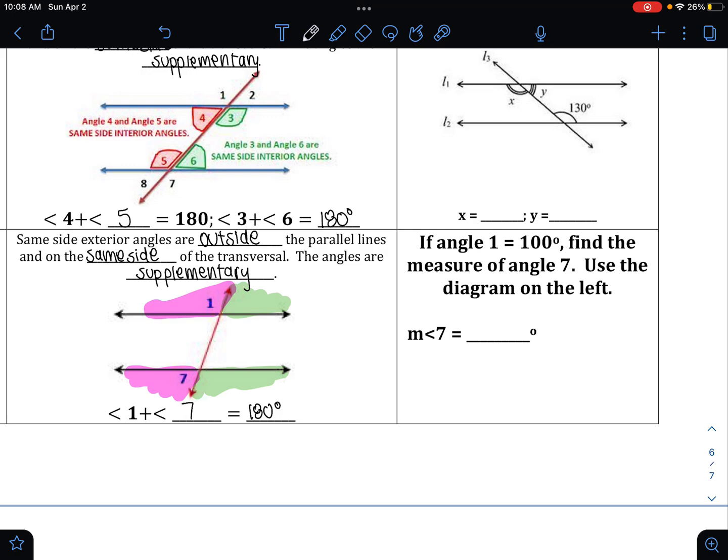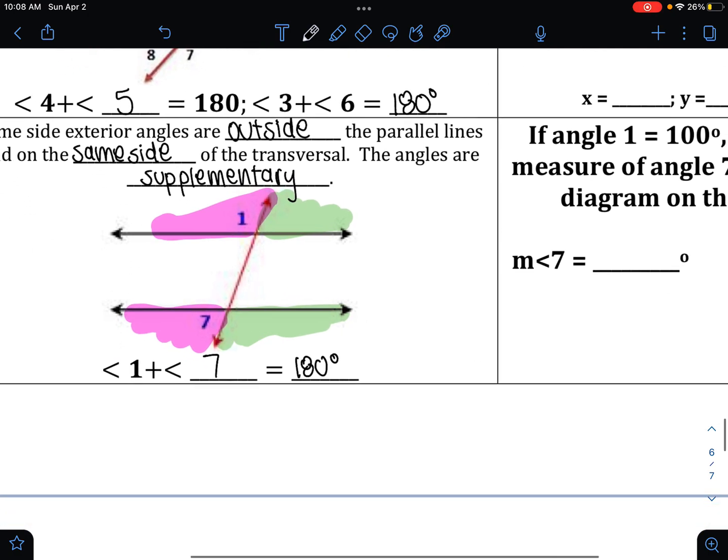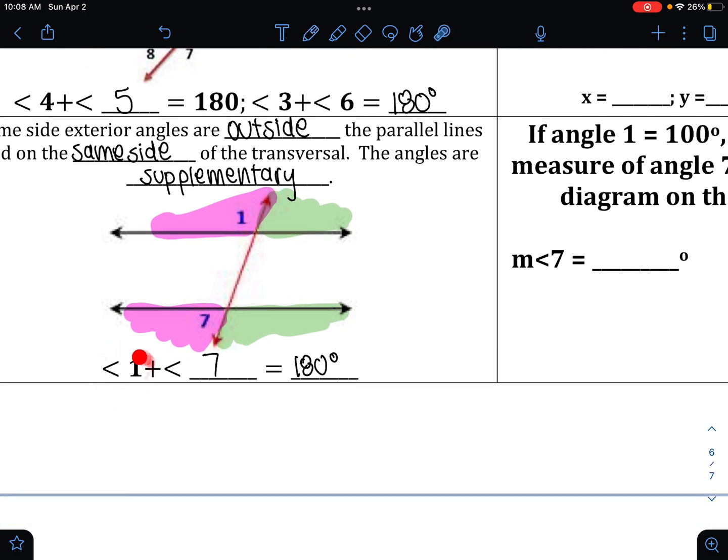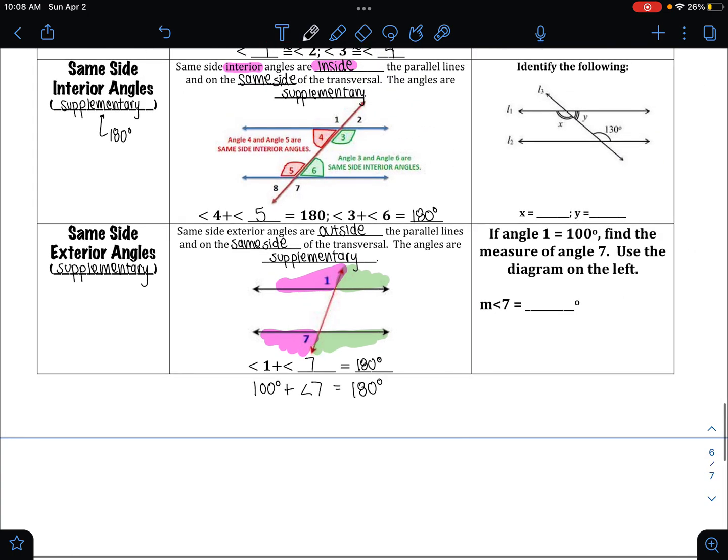Okay, and it wants to know if angle 1 is 100 degrees, find the measure of angle 7. So I'm going to set this one up for you. I know that angle 1 is equal to 100 degrees. I don't know what angle 7 is, so I'm going to leave that blank. And 180 degrees is what I'm trying to find. So you can just think of a simple mental, what would the measure of that angle be? Okay, so those are your notes.